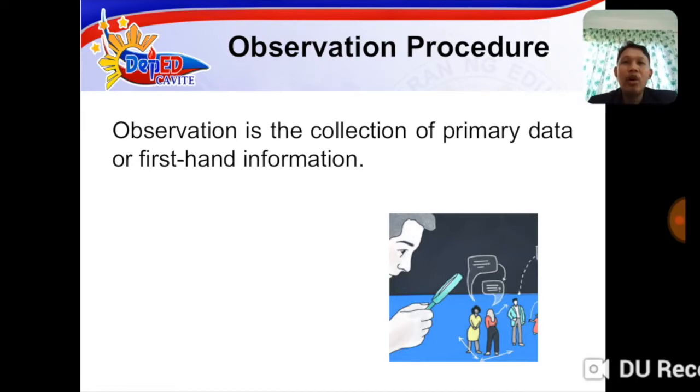So now, we have to focus on the commonly used data collection method in basic research. Of course, to start with, the observation procedure. Basically, observation is a collection of primary data or first-hand information. So, next.